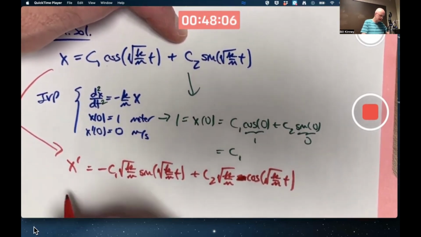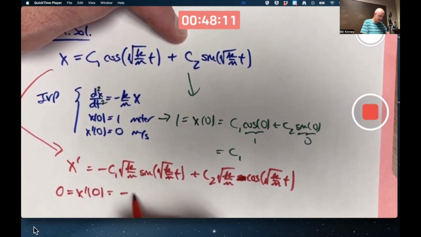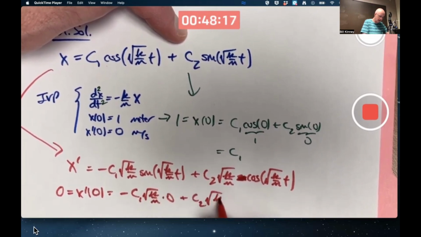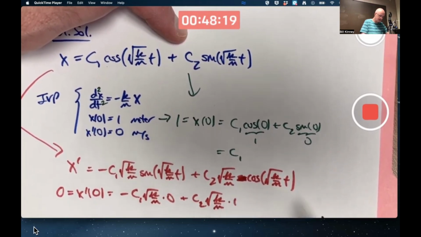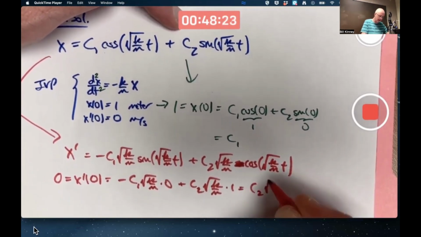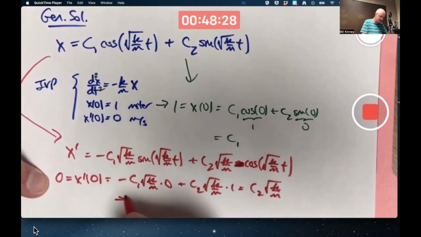Now plug in t equals 0 and set the result equal to 0. Negative C1 square root of k over m times 0, plus C2 square root of k over m times 1, since cosine of 0 is 1, simplifies to C2 square root of k over m. That's equal to 0. The only way that's going to happen is if C2 is 0.